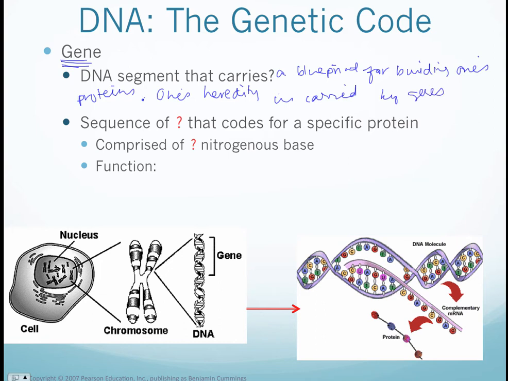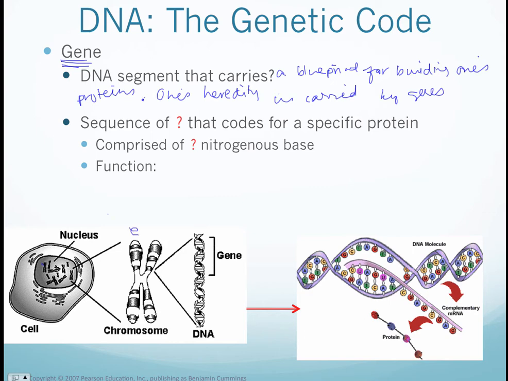Okay, so here's our nucleus. You're going to notice that this one is actually condensed, and this is because the cell is probably splitting. But basically what we're going to look at are these chromosomes. In our nucleus, we can organize all of our genetic information into chromosomes. And so here's a chromosome.